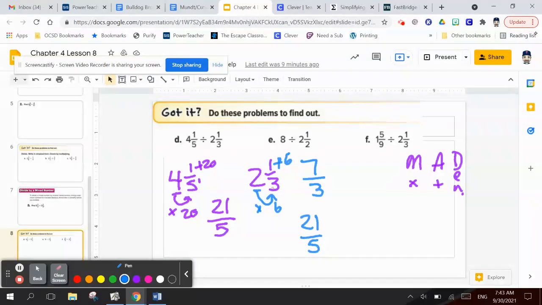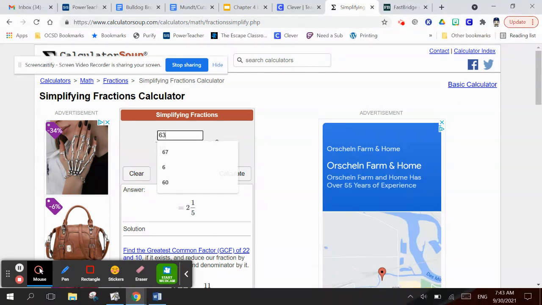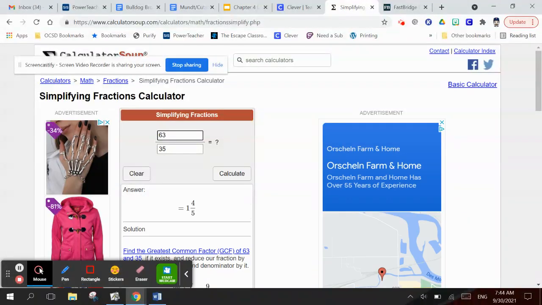I then want to change the sign from divide to multiply. And I'm going to flip the second fraction from 7/3 to 3/7. Then I can multiply across. 21 times 3 is 63. 5 times 7 is 35. So I have 63 over 35. I go to my calculator. 63 over 35. I find that I get 1 4/5.